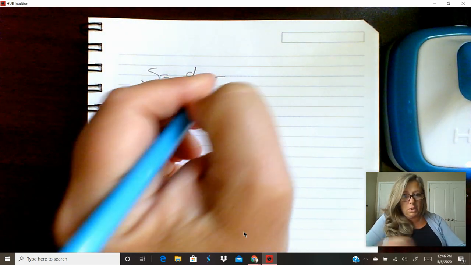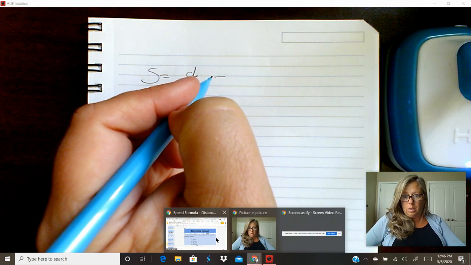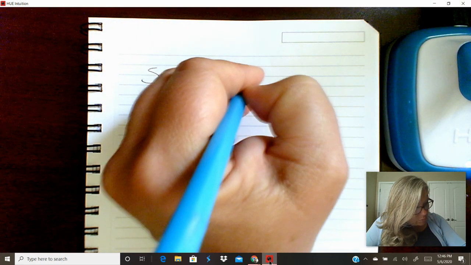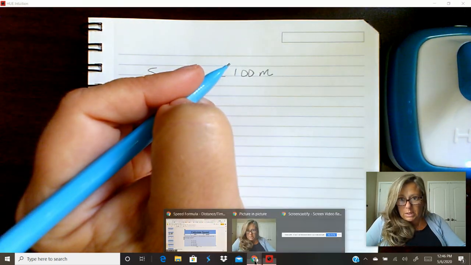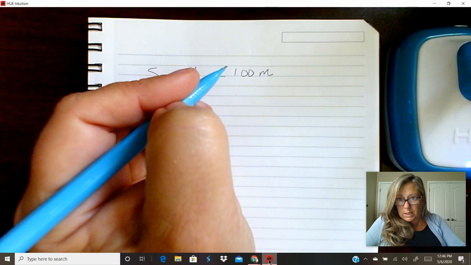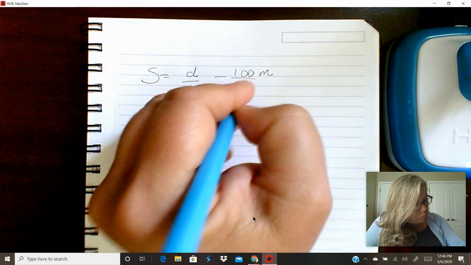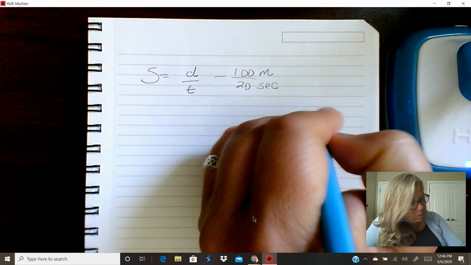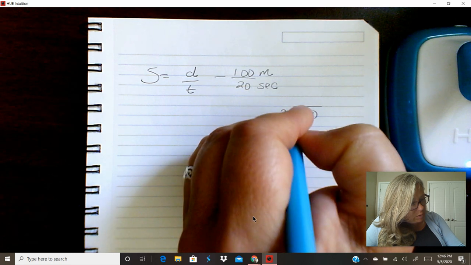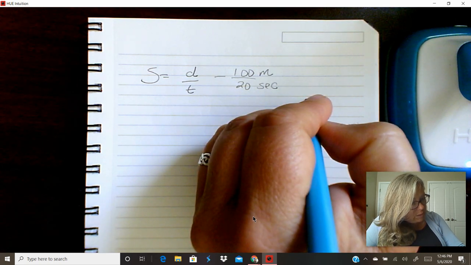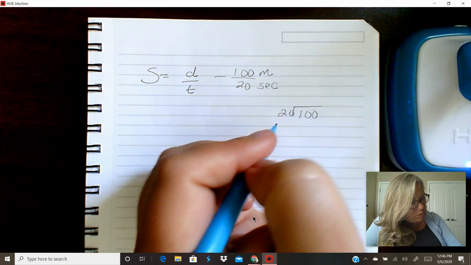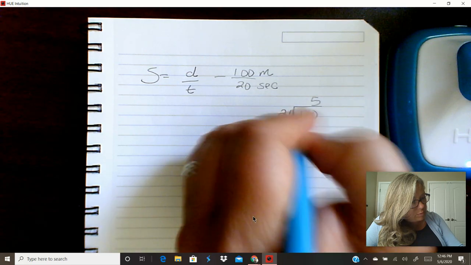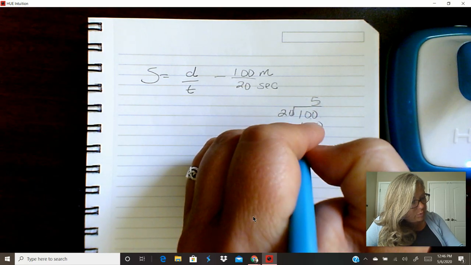My distance was 100 meters. So let's go back over and say 100 meters. And my time, because I have an old lady brain, was 20 seconds. 100 meters divided by 20 seconds, right? So I'm just doing 100 divided by 20. 20 won't go into 10, so I'll go over here to 100. 20 times, 2 times 5 is 10. 20 times 5. So 5 times 0, 2 times 5, 100.